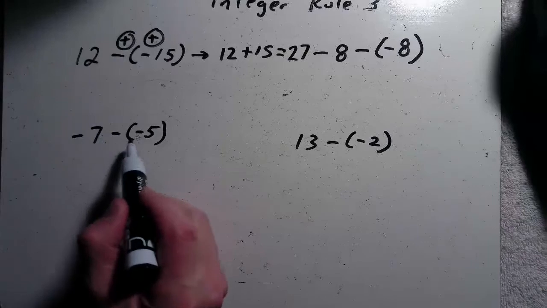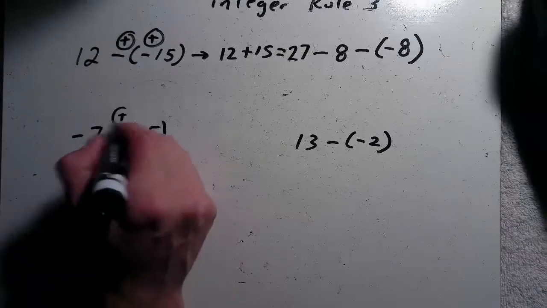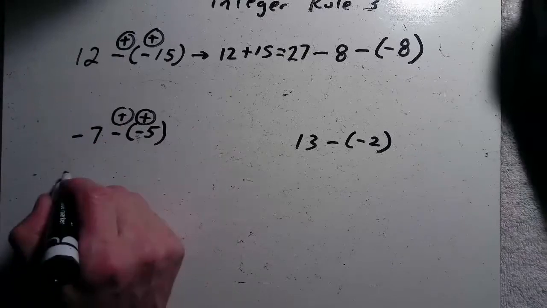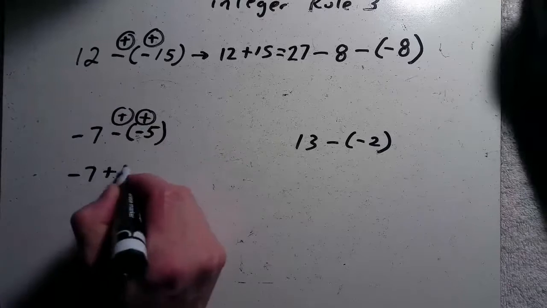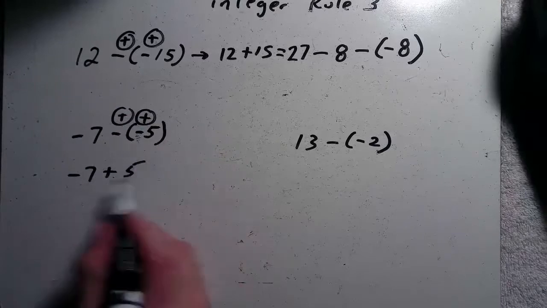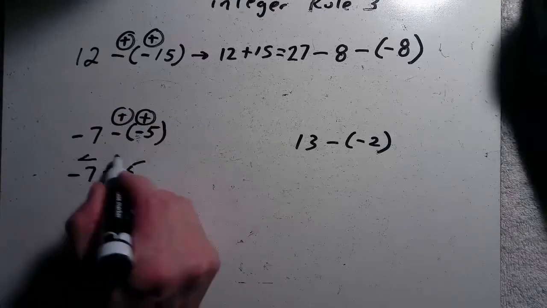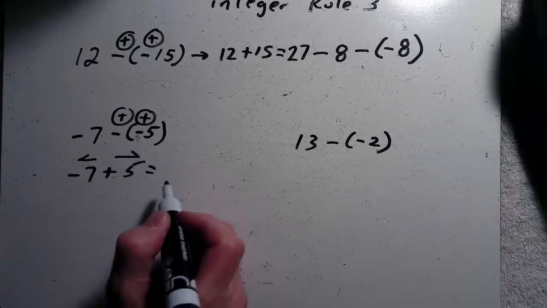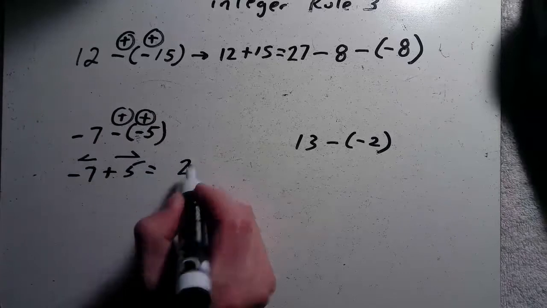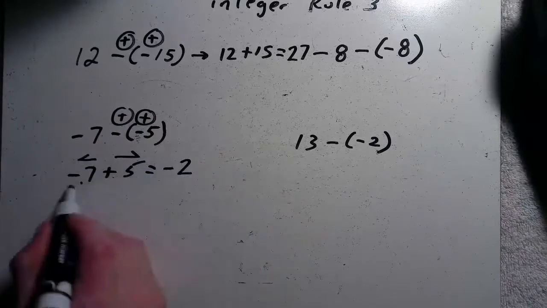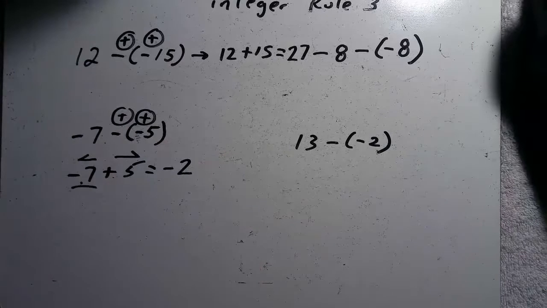Here we have this minus and negative 5. We're going to change that to plus plus. So negative 7 plus 5. In this case we got rule 2. We got a left pointer and a right pointer. 7 minus 5 is 2. Keep the sign from the larger integer. And negative 2 is your final answer.